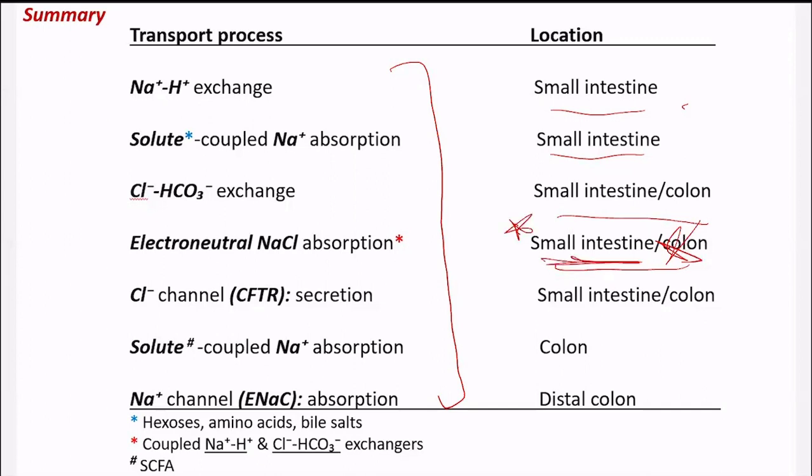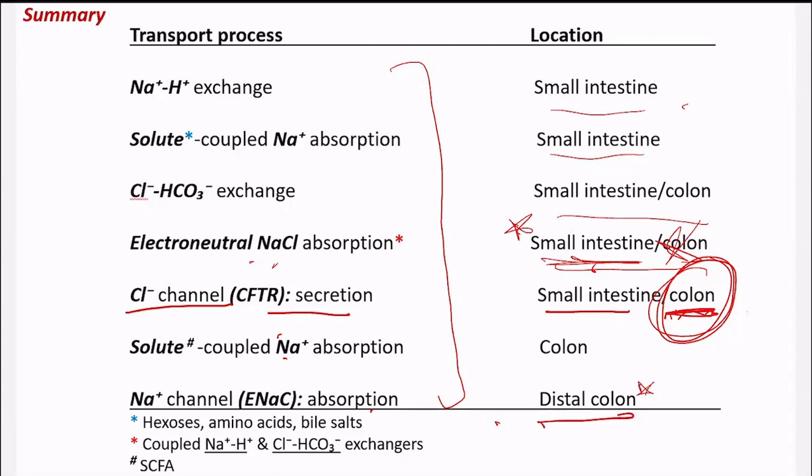And then we had CFTR secretion, which is in the small intestine and colon, mainly in the colon because of cholera toxin and all that. Okay, so small intestine for the NaCl, and then CFTR for the colon. And then solute coupled sodium absorption in the colon. And then we have the ENaC absorption in the distal colon. This is the aldosterone one, okay?